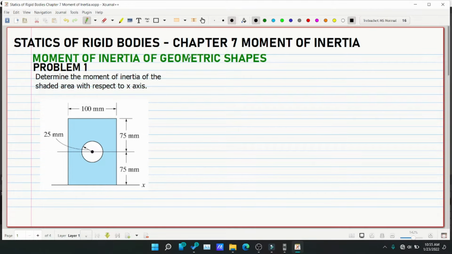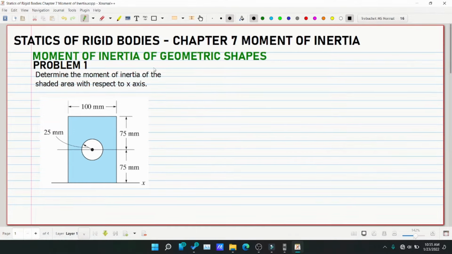So this is our problem number one for the topic of moment of inertia of geometric shapes under chapter 7 of statics of rigid bodies. Determine the moment of inertia of the shaded area with respect to x-axis. So ang pinapahanap lang dito ay yung moment of inertia with respect to x-axis.